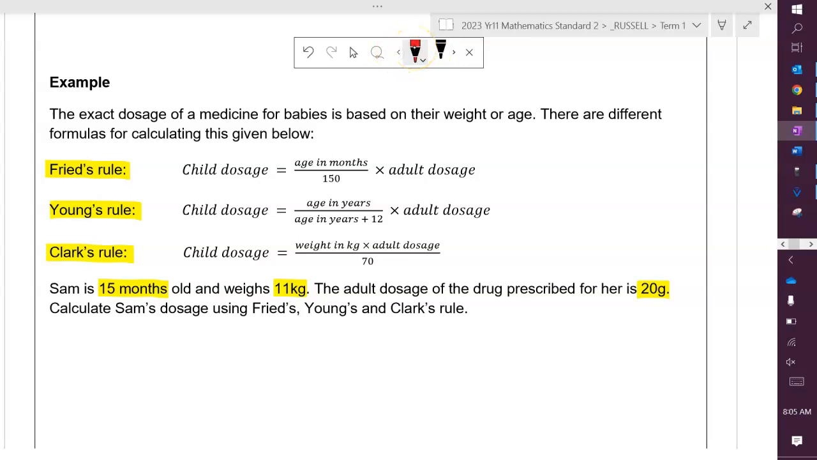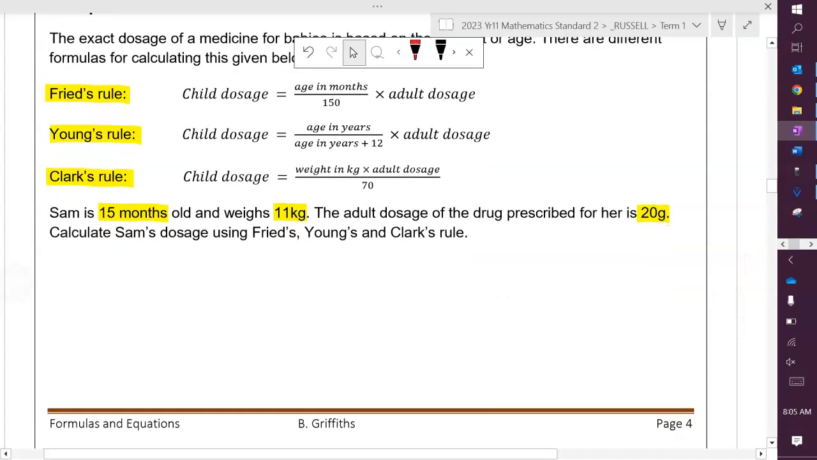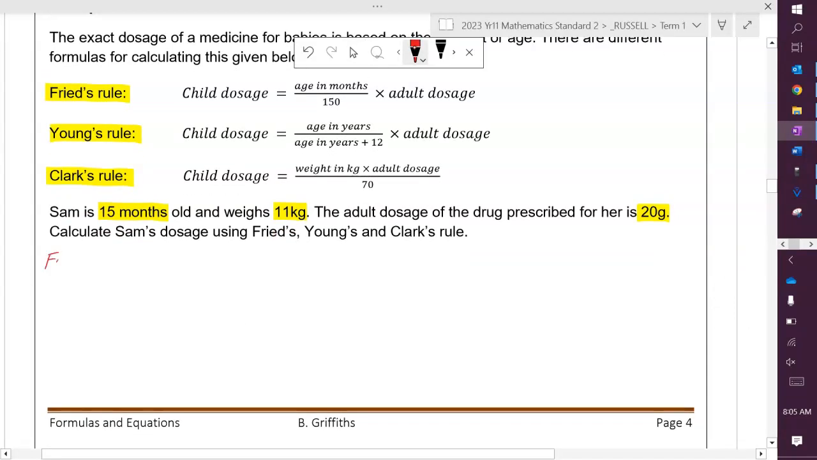So with each of these rules, we are going to write the formula. So we'll do Fried's first. We want the age in months, so she is 15 months old, over 150, and we times it by the adult dosage, which is our 20 grams. And if we put that into our calculator, we end up with 2 grams.